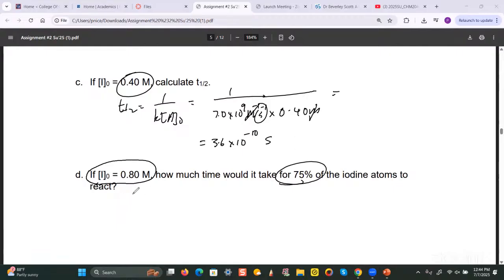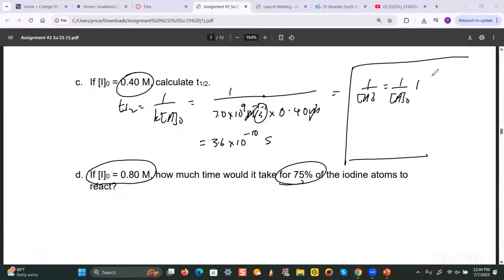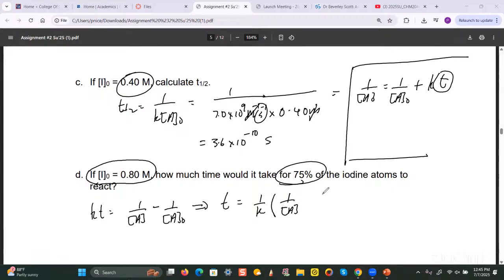So the equation you're going to use for this one, I'm just going to put it in this box over here, is 1 over the concentration of A is equal to 1 over the initial concentration of A plus kt, right? So what the question is asking for is time. So what I would do is rearrange this to get kt is equal to 1 over the concentration of A minus 1 over the initial concentration of A. And then I would solve for t.